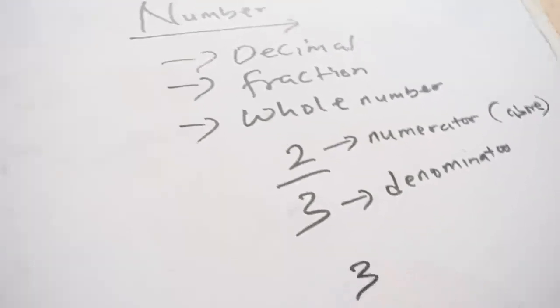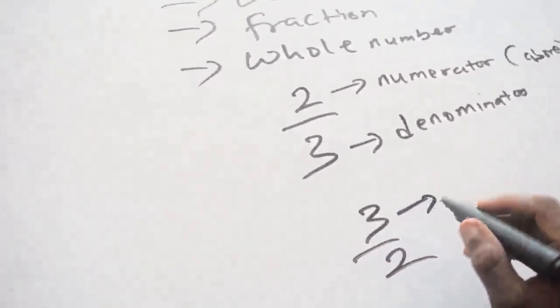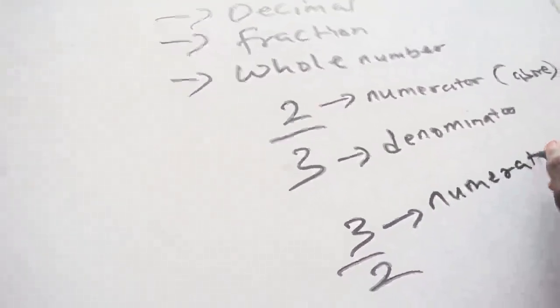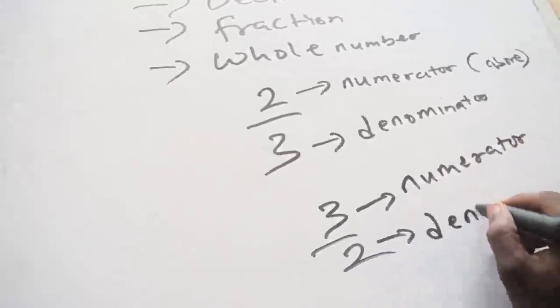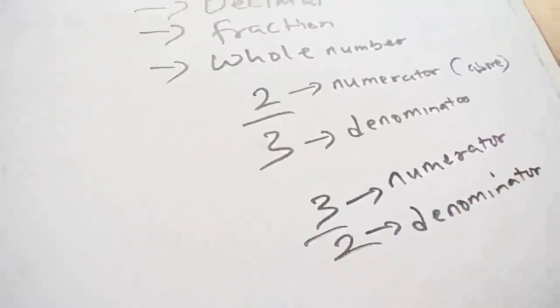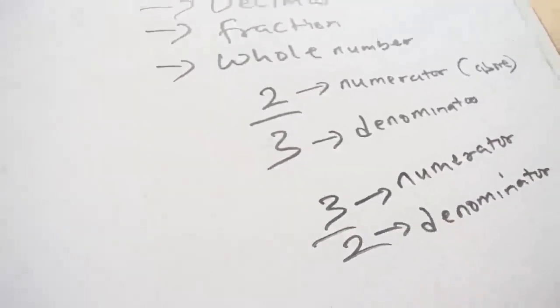Even if I change it to 3/2, this 3 is at the top, so this 3 is said to be a numerator. And this 2 is said to be a denominator. So my dear, this is a fraction. What makes this a fraction is that it has two separate parts.